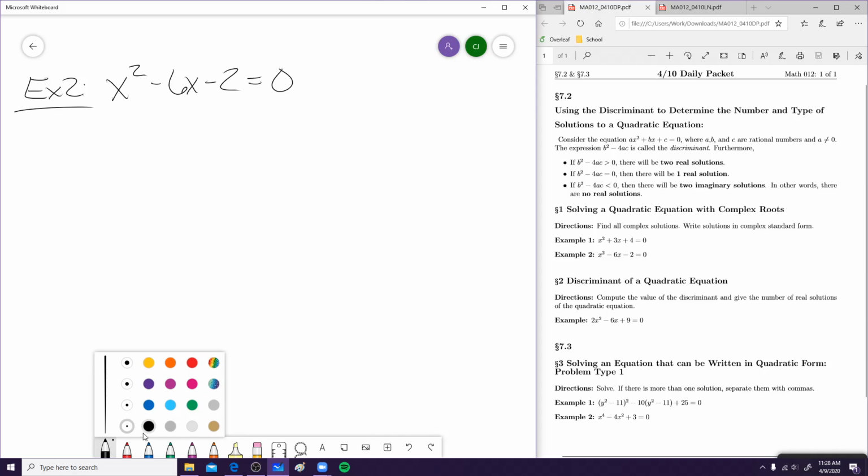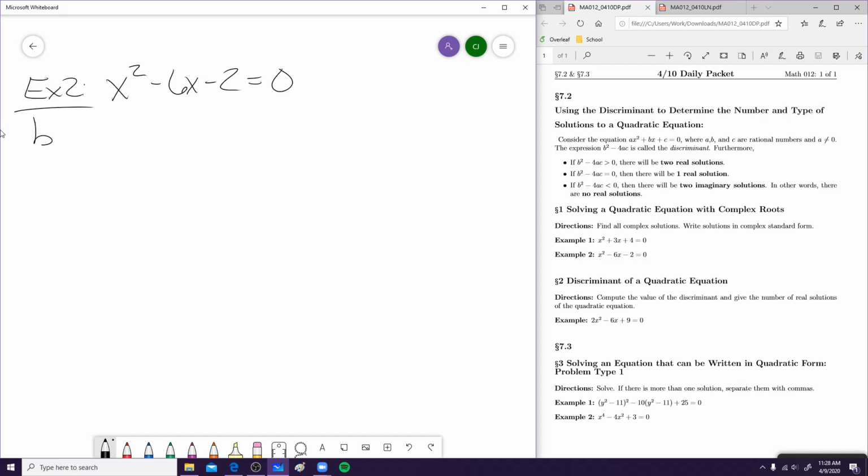All right, so now let's do a second example. So we have x squared minus 6x minus 2. First things first, I want to see, am I going to have 2 real solutions, 1 real solution, or 2 complex solutions, right? Or just no real solutions.